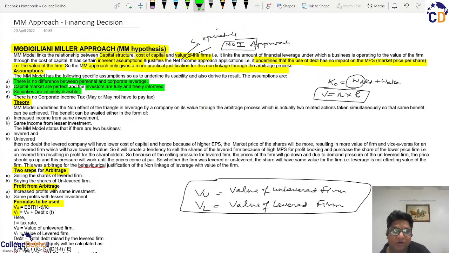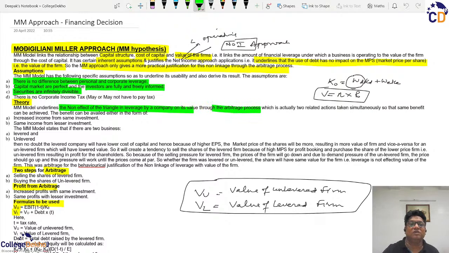What has been told is that ideally we ignore any kind of income tax, so that we are able to understand the leverage without any inherent tax savings for the debt. So based on these assumptions, if we create our theory, that approach underlines the non-effect of the change in the leverage of a company on its value through the arbitrage process.